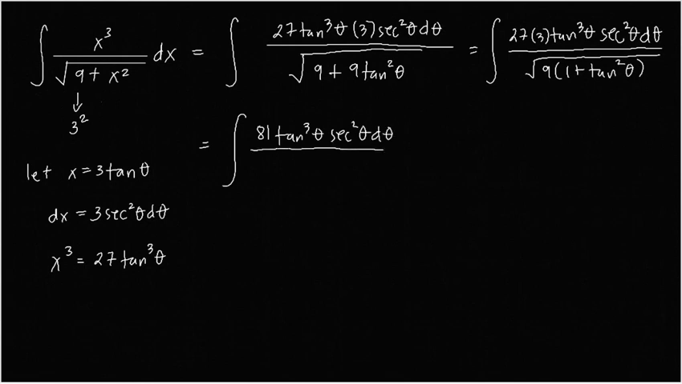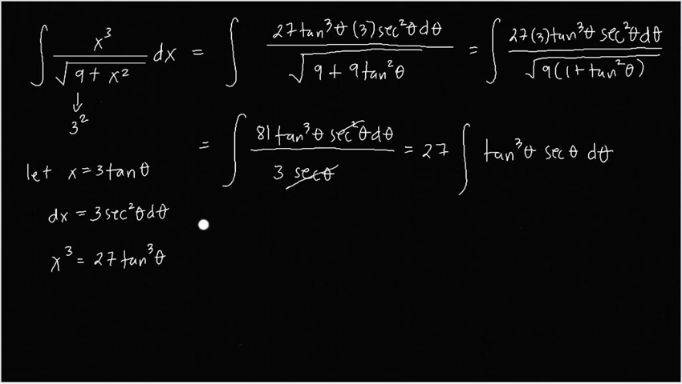All divided by this square root. So the square root of 9 is 3. Then the square root of tangent squared theta plus 1, which is secant squared of theta, is simply secant of theta. Then 81 divided by 3 is 27. So we will put 27 outside. And then cancel out the one secant of theta. So it will leave as tangent cube of theta, secant of theta, d theta.